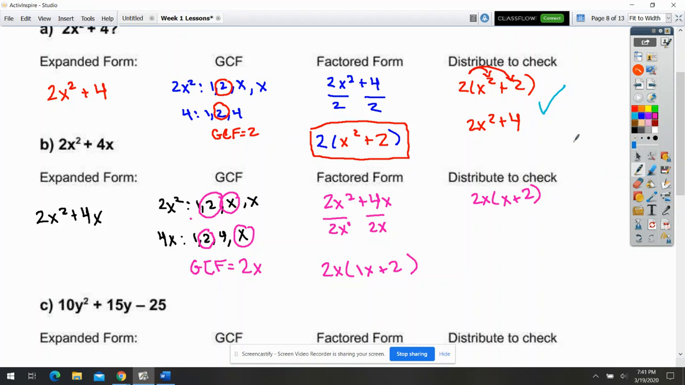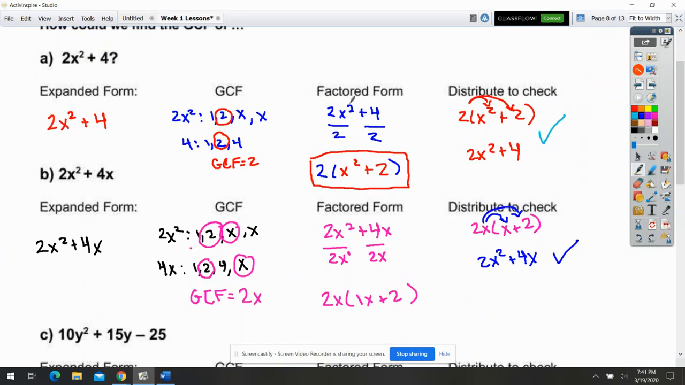And let's distribute to see if we get our original expanded form, because remember, they're equivalent. 2x times x is 2x squared, and 2x times 2 is positive 4x, which is our original expanded form. So remember, to factor, the first thing is you want to divide by the GCF.